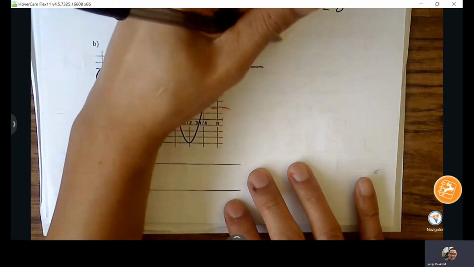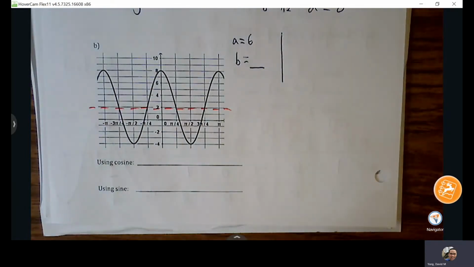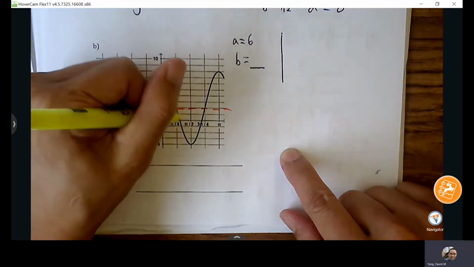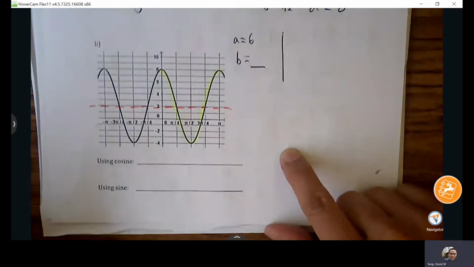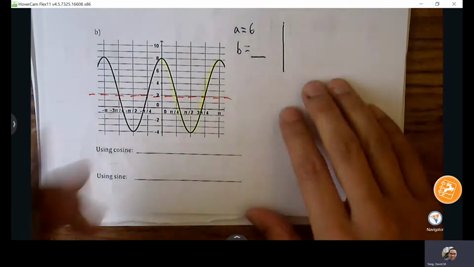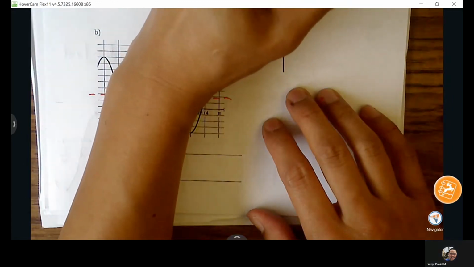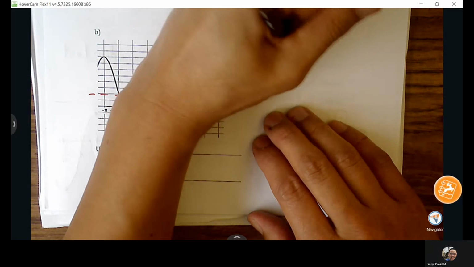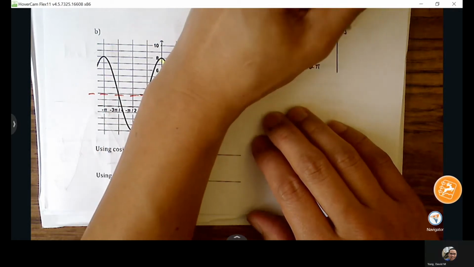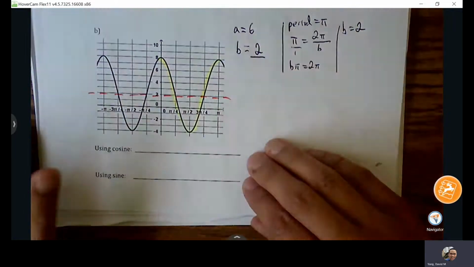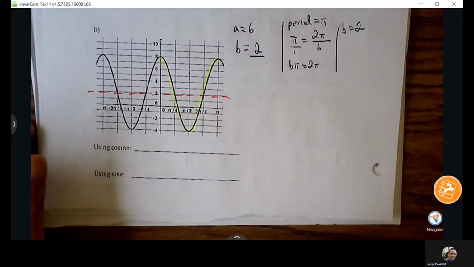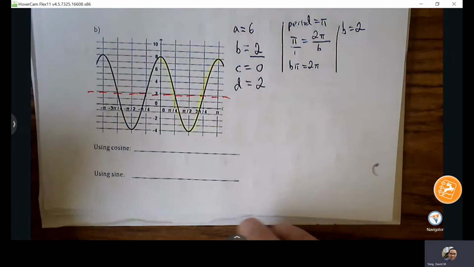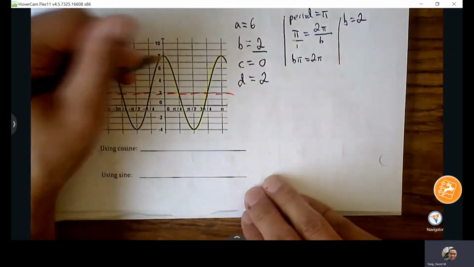To find the B value, we have to find the period first. What's the period of this cosine function? Let's see here. I'm going to map out the full period. It's going to go from peak to peak. Okay, there's the period of my cosine function. So I know the period is pi. Okay, my B value is 2. No shift. And D is 2 as well. Not reflected, starts at the max.